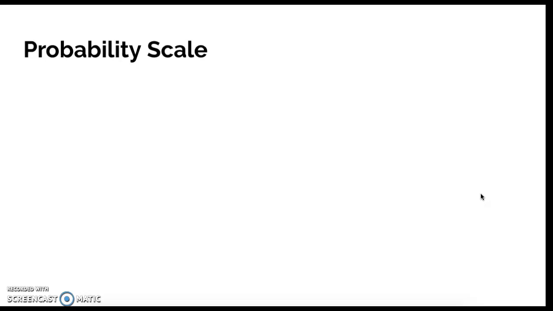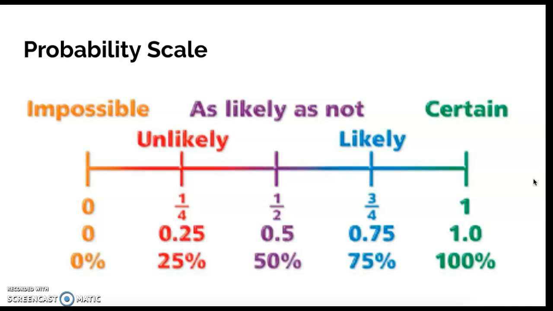First, I want to talk about the probability scale before we get to our experiments. So, probability scale looks like this. On one end, over here, we have what is impossible. So, impossible is something that is 0% likely. It's not going to happen. An example of this would be if I said, find the probability of rolling an 8 on a standard six-sided dice. Well, that's impossible because there is not an 8 on a standard six-sided dice. So that would be 0% likely.